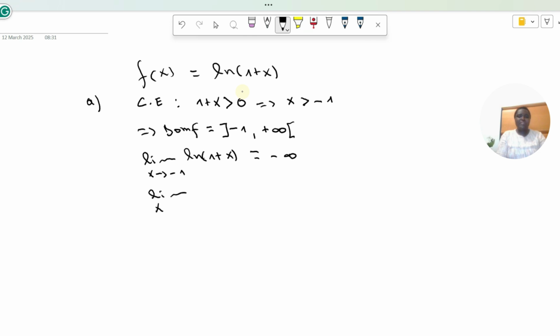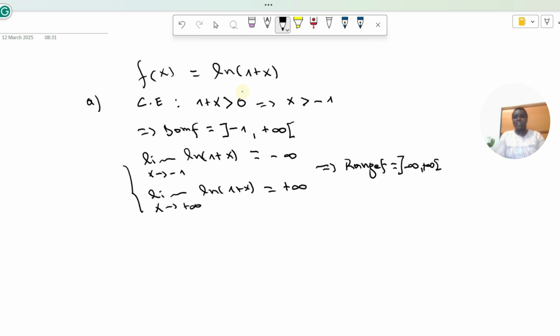limit when x tends to plus infinity of our function ln of 1 plus x, this will tend to plus infinity. So then these two imply that the range of our function f will be equal to this interval from minus infinity to plus infinity.